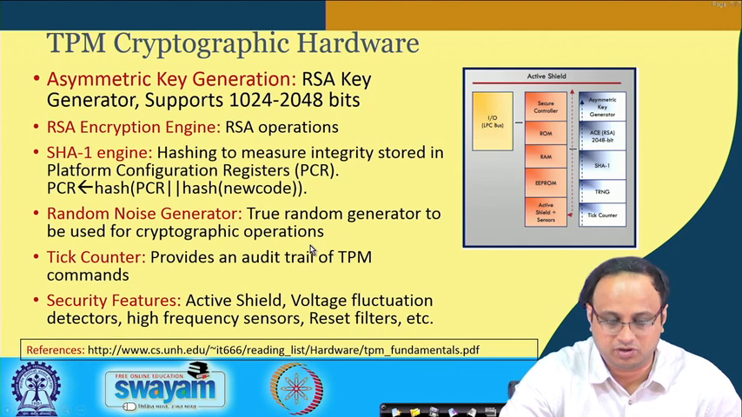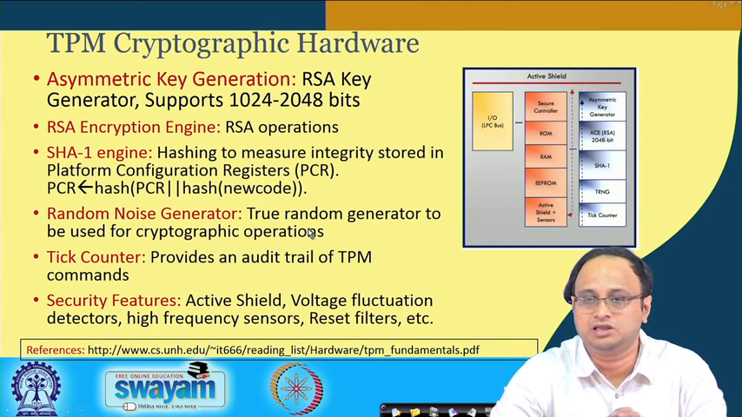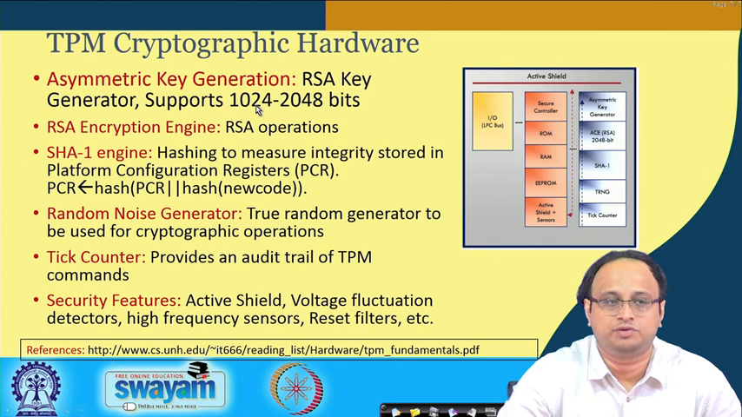And the TPM, as you understand, does a lot of cryptographic operations, and because of this, some cryptographic components are already built into the TPM chip. For example, it has support for 1024-bit or 2048-bit RSA key generation as well as RSA encryption. So it can do both key generation as well as encryption. Then there is a SHA-1 engine. This is a hash engine.